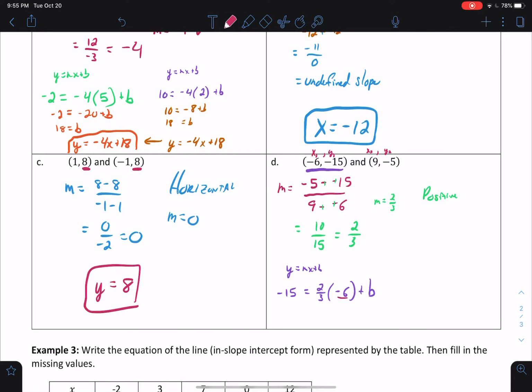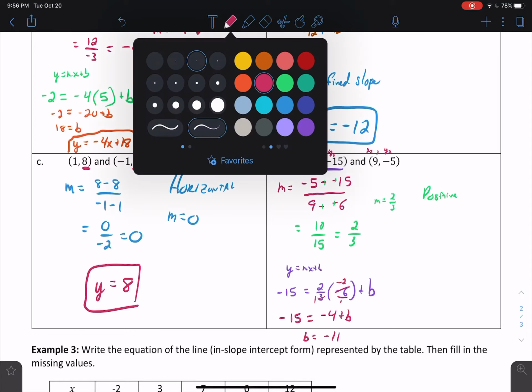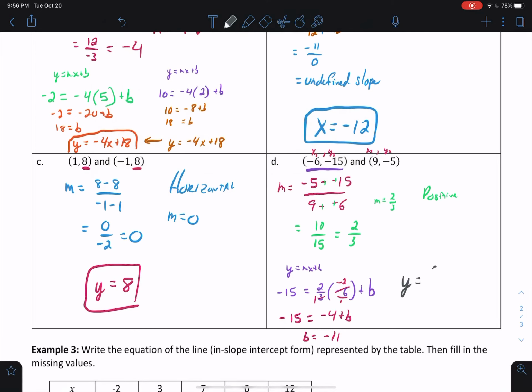So 2/3 times negative 6 over 1. So this is going to be negative 15 equals, you can cross cancel here, negative 4 plus b. Add 4 to both sides. I'm going to get b equals negative 11. So the equation here is y equals 2/3 x minus 11. We have our slope. We have to now use a coordinate to solve for our b value, and then we can write the equation.